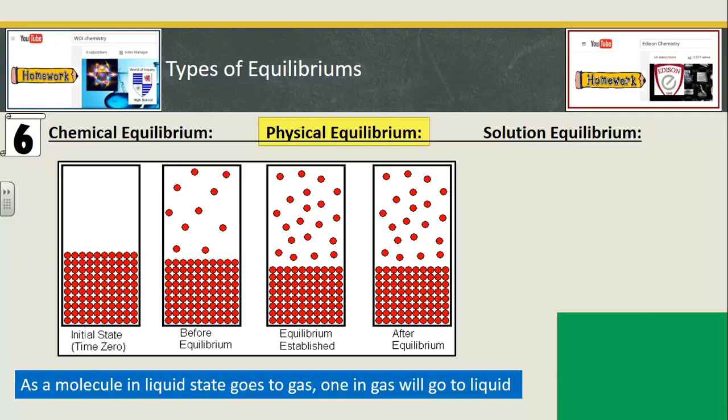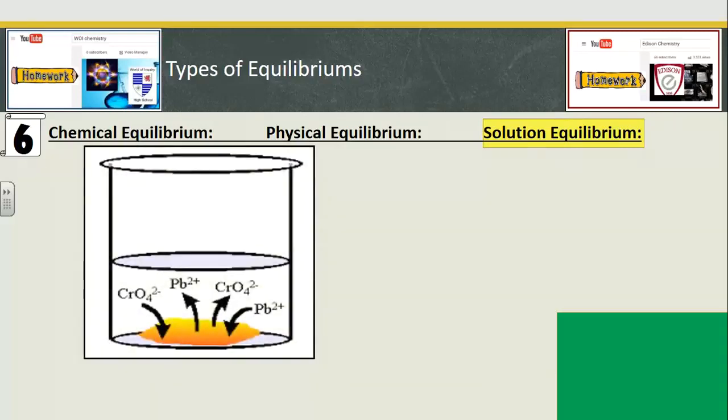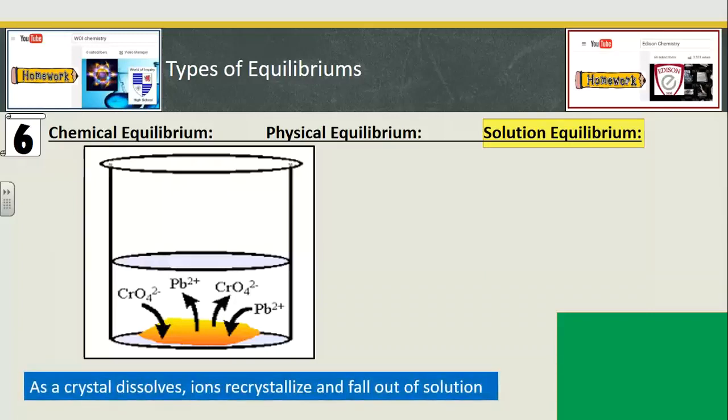And that's exactly what I just said. Solution equilibrium is where we've got a precipitate at the bottom of a beaker. And that's a soluble or insoluble product. It doesn't matter really. But for every atom or molecule or polyatomic ion that becomes aqueous, one that was aqueous becomes a solid. So as a crystal dissolves, the ions that are already dissolved in the solution will recrystallize and fall out of solution. For every tiny piece of crystal that dissolves, a tiny piece of aqueous ions recrystallizes.